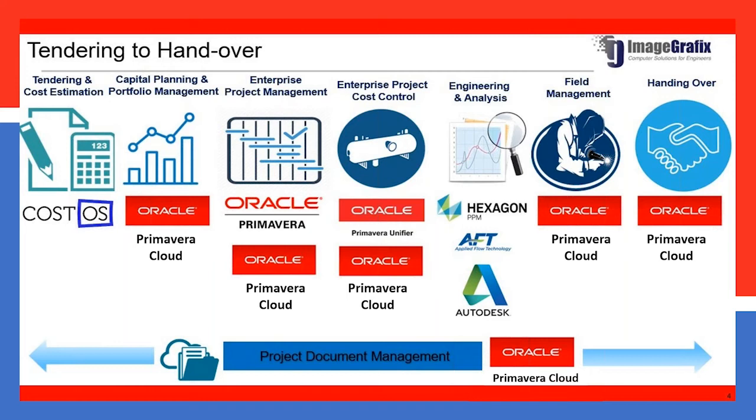If you're an owner and you want to do some capital planning and portfolio management to select which project to invest money in, and evaluate the project based on various criteria, we can do that using a couple of products. One is called Primavera Cloud, and another one is called Primavera Unifier. These are the two products which help you perform capital planning and portfolio management.